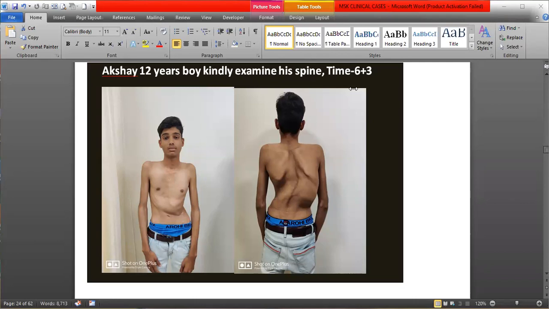I'm looking at his eyes for any changes. Can you just open your mouth for me, Akshay? There is no high palate. Now I'm going for the examination of the spine. I'm looking at him from the sides and back. I can see that there is a gross scoliosis in the thoracic region towards the right side, and the right scapula is elevated, and there is increased space between the left arm and the thorax.